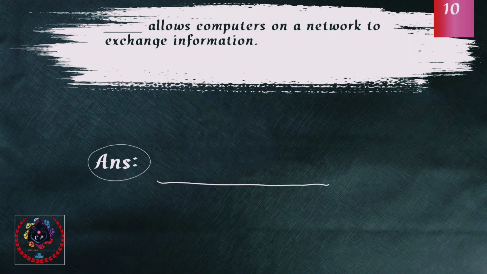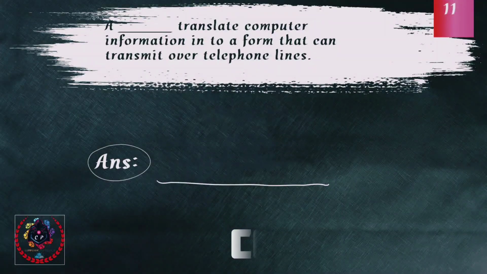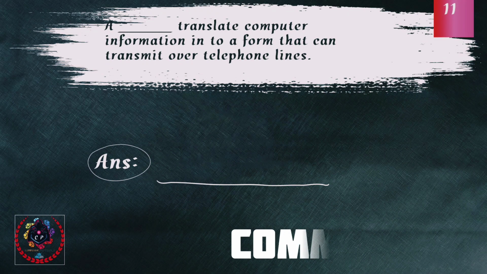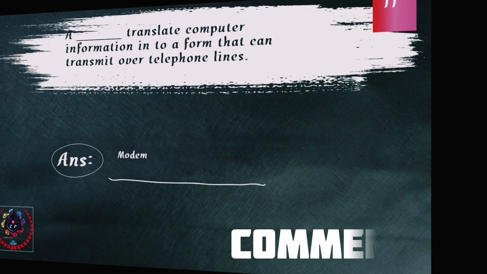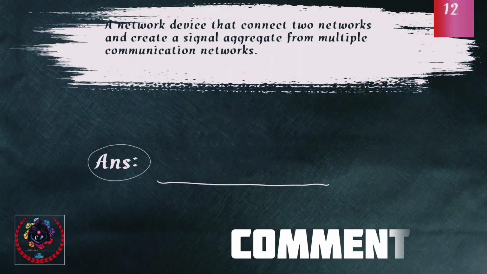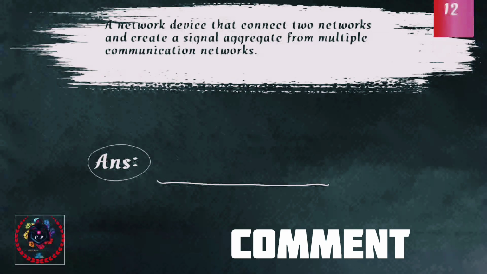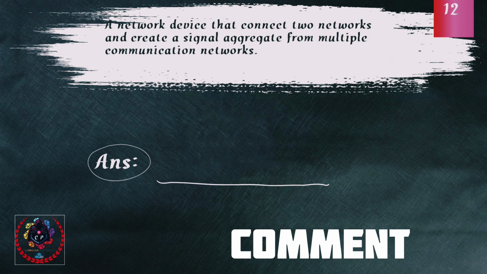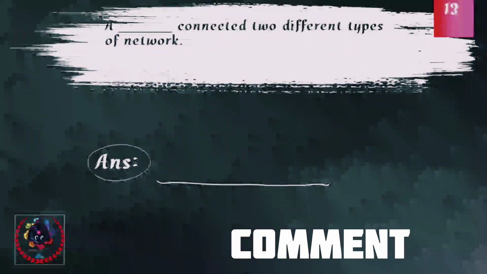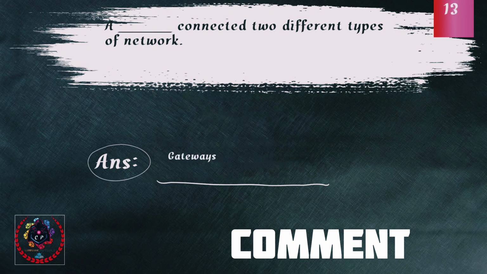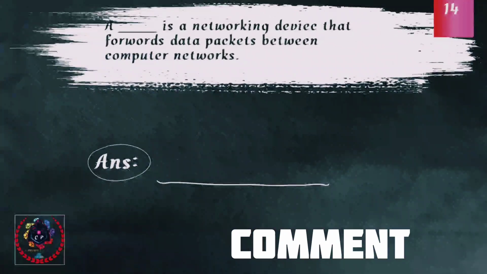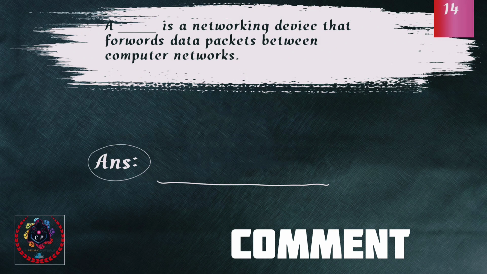A modem allows computers on a network to exchange information. A modem also translates computer information into a form that can be transmitted over telephone lines. Bridges are network devices that connect two networks and create a single aggregate from multiple communication networks. Gateways are connected to different types of network. A router is a network device that forwards data packets between computer networks.